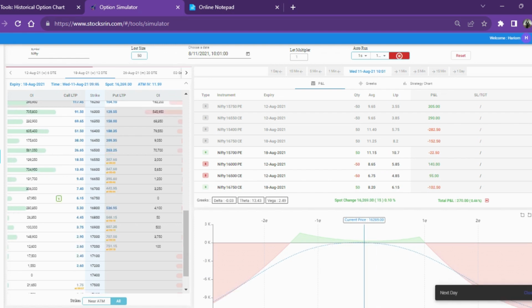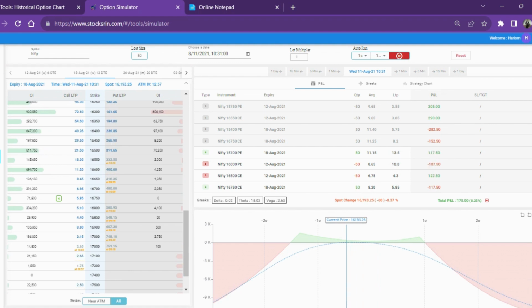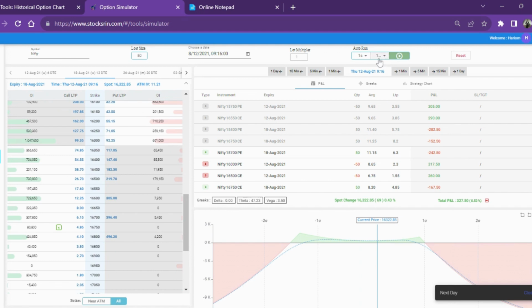And so far no adjustment is required in this trade, even though you can see that the market is moving in a very volatile manner. But still, I might need to make another adjustment on the call side, but let's see how it goes. Okay, yes, looks like we had to make another adjustment.